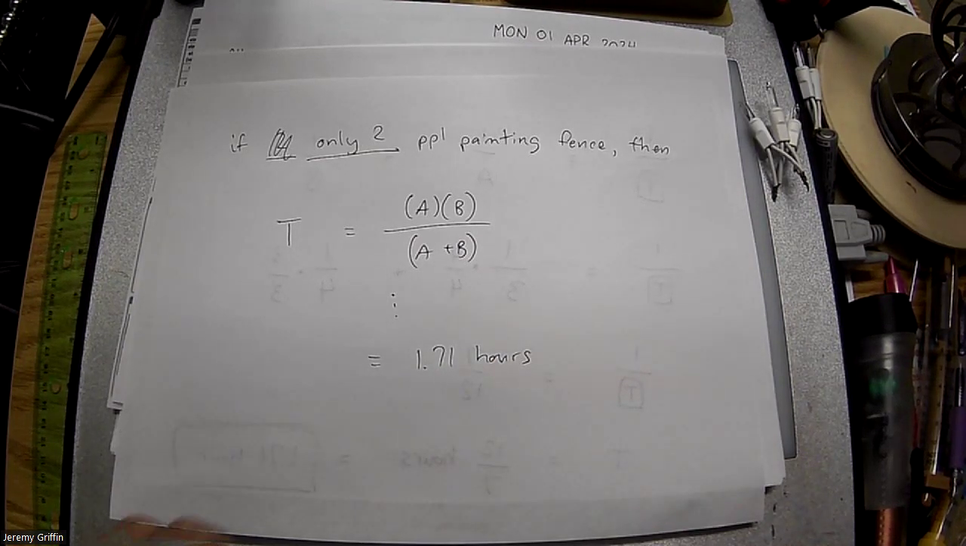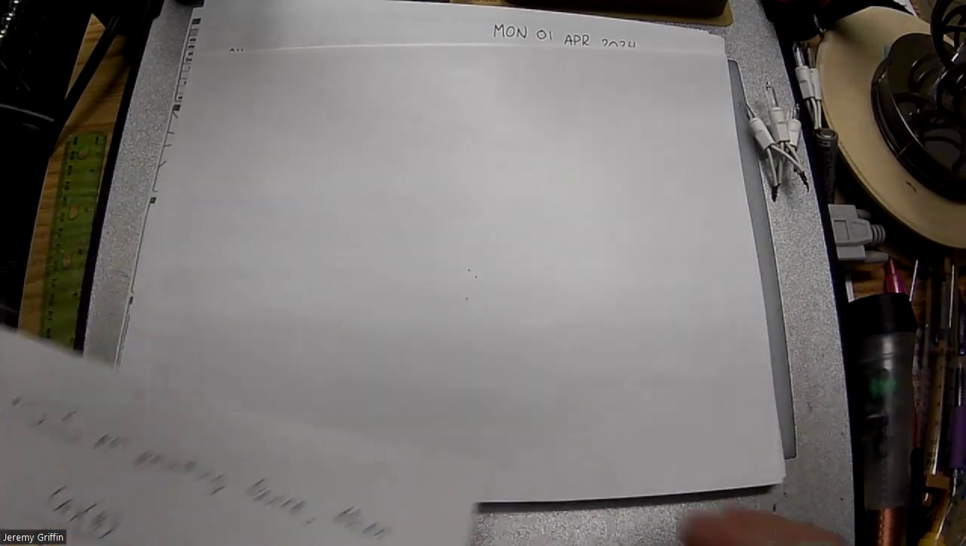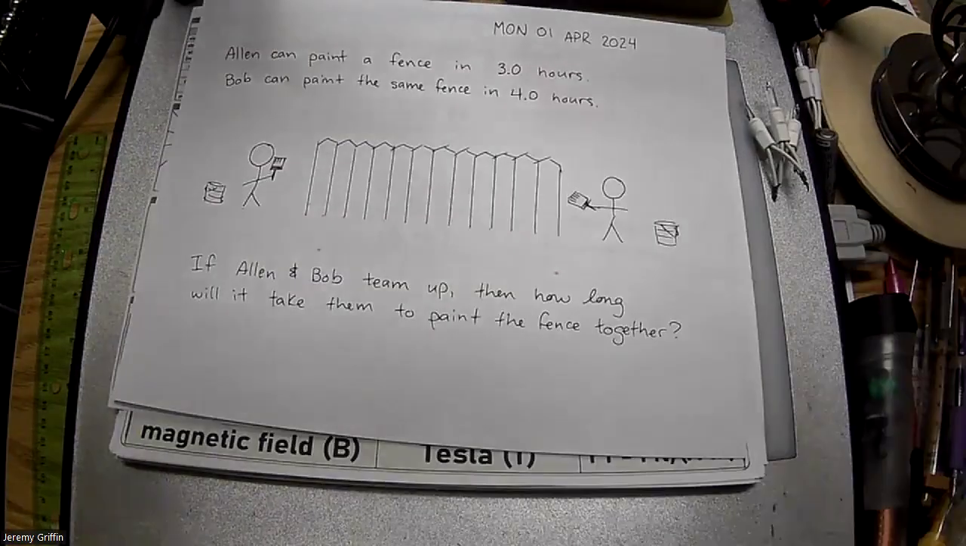Okay. So you guys get these guys painting the fence. Again, this is going to show up when you see resistors in parallel. You'll see that a little bit later today. It's the same math. Same math. Okay. All right.